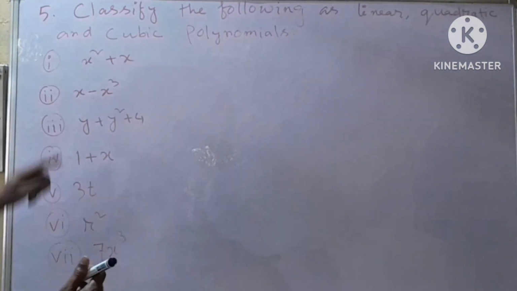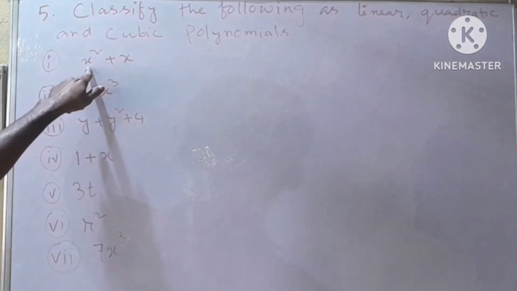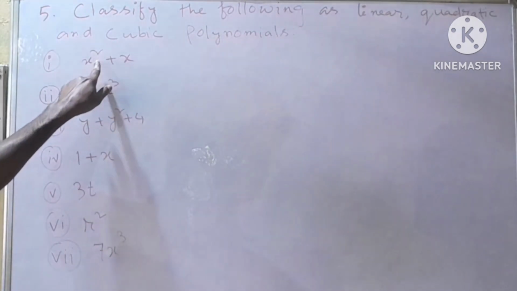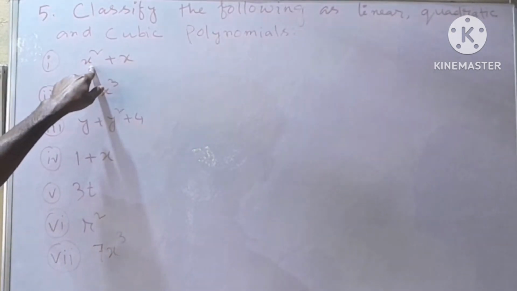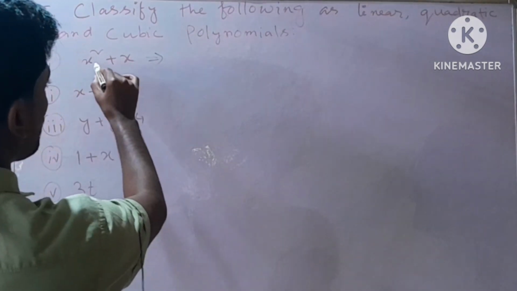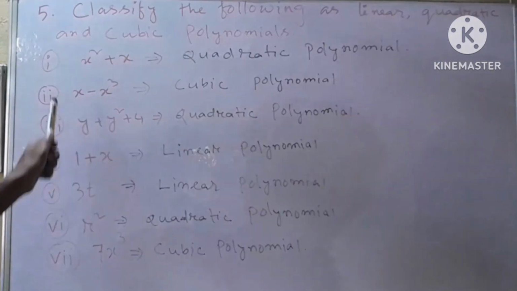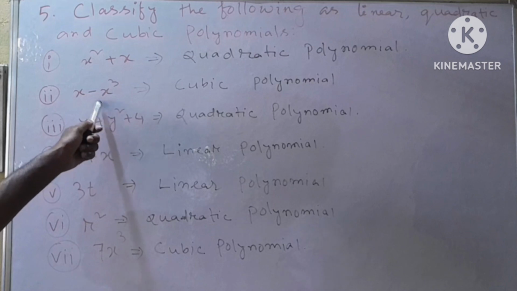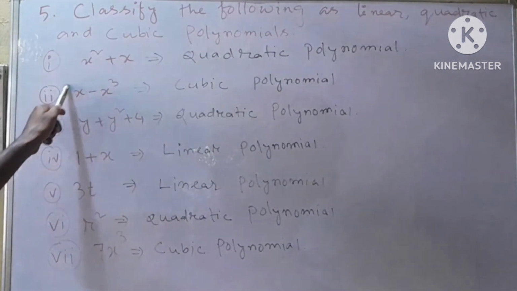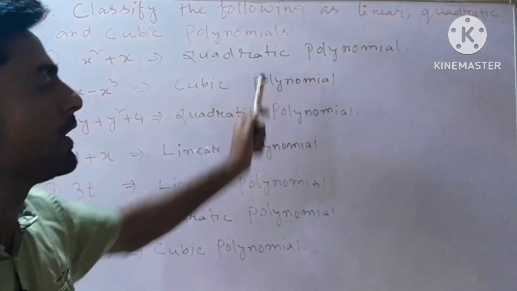Now in Roman number 1, the polynomial is x square plus x. The variable is x and the maximum power of the variable is 2. Therefore the degree of this polynomial is 2. Since the degree is 2, the polynomial is a quadratic polynomial. Next, Roman number 2, the polynomial is x minus x cube. Since the degree of this polynomial is 3, this polynomial is a cubic polynomial.